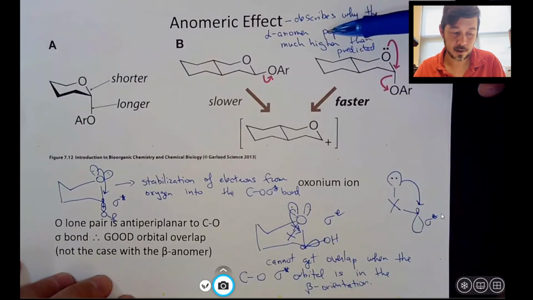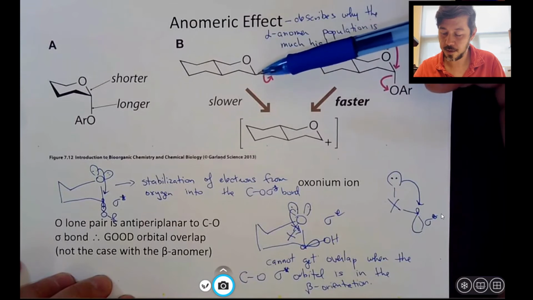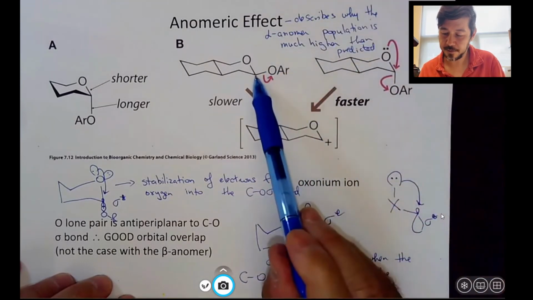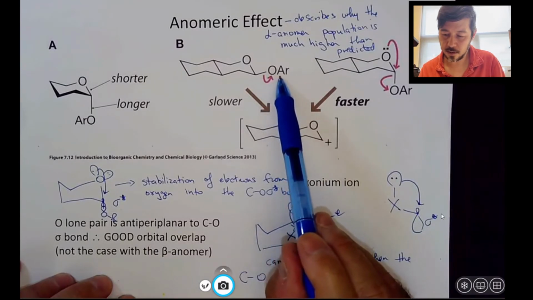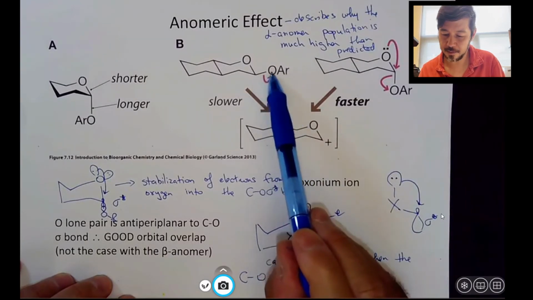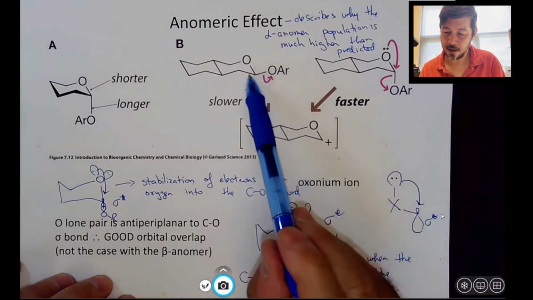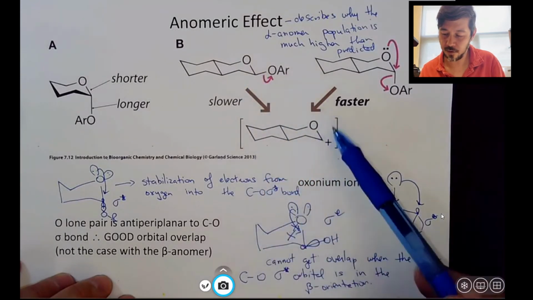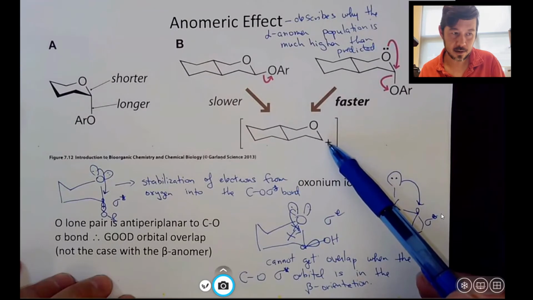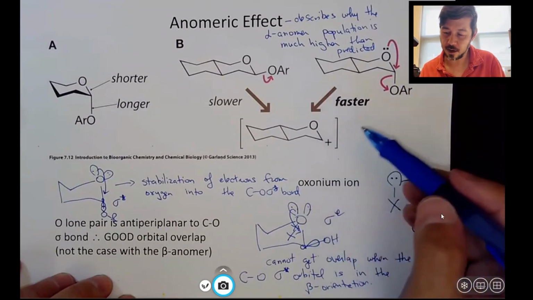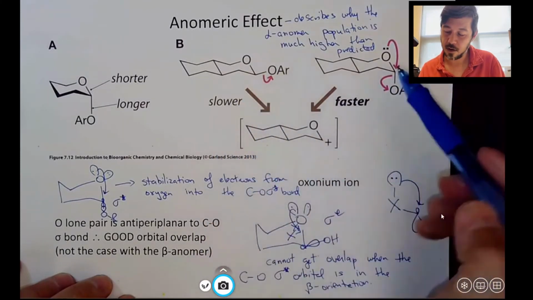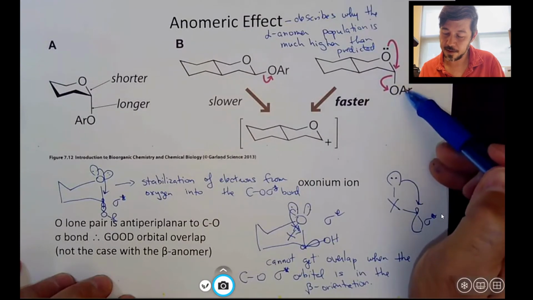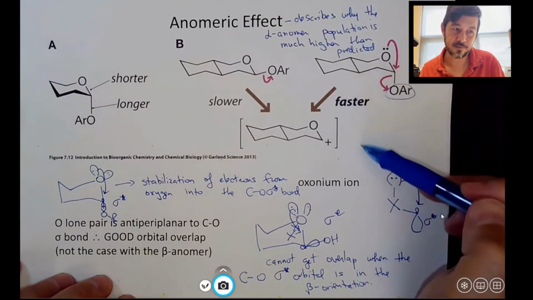Some other interesting experimental evidence suggests that if you have a molecule like this, where you have an OR group substituent in the beta format, and if this were to leave to form an oxonium ion or an oxocarbenium ion, a carbocation that's resonance stabilized, this is actually much slower when it's in the beta orientation. Whereas if you have this in the alpha orientation, it's actually much faster.